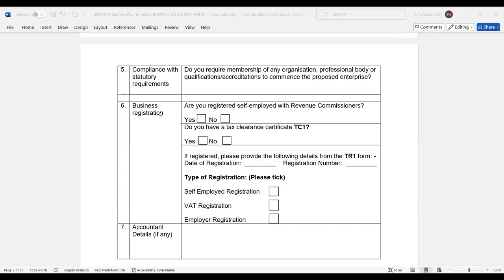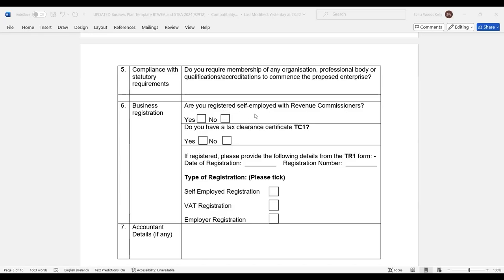Section 6 then is to do with business registration. So are you registered with Revenue as self-employed? As a potentially new business owner, you must register with Revenue to let Revenue know that you're about to become self-employed. There are videos available that you can refer to on the income tax registration process, which can be carried out under your My Account profile. And it is a good idea to watch those videos before you carry out the registration process.